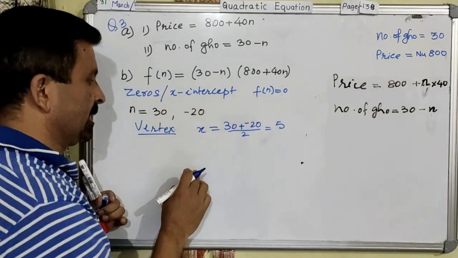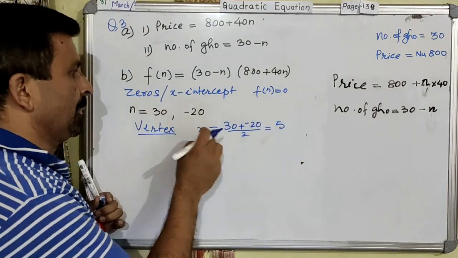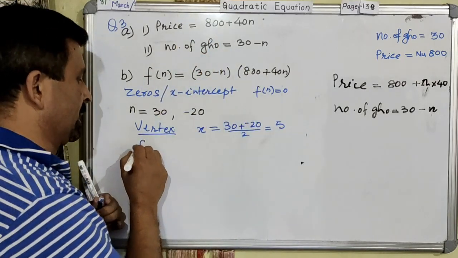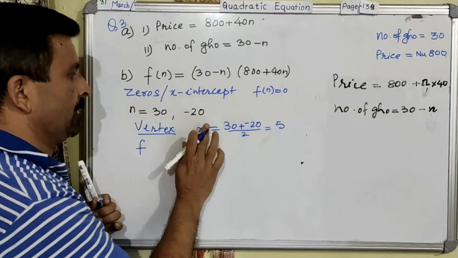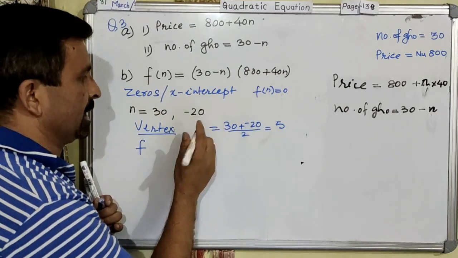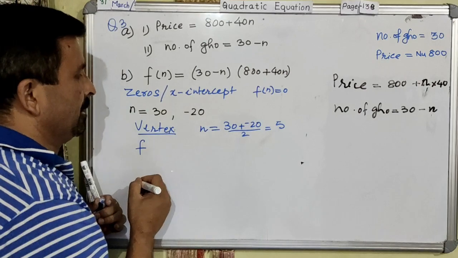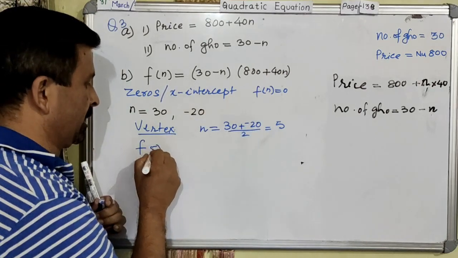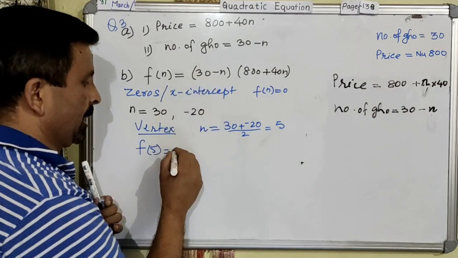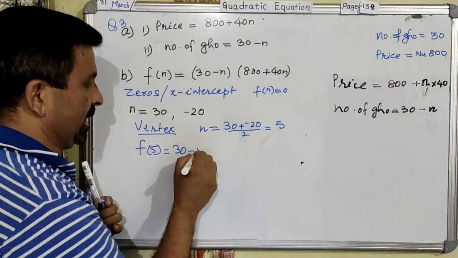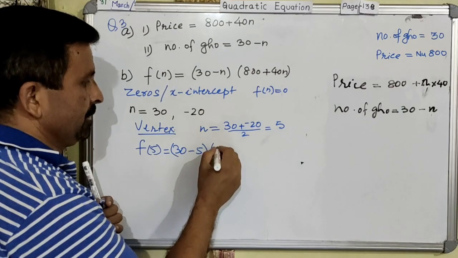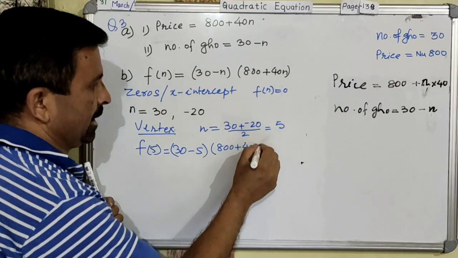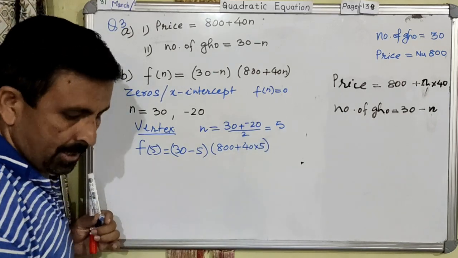After this x is calculated for the vertex, you can calculate the y by putting the value of x in the original function. See, I am telling you and I am also making a mistake. We are so used to x. Therefore now, the function at 5. 30 put in the original equation: 30 minus 5, and then 800 plus 40 into 5. Am I very clear?